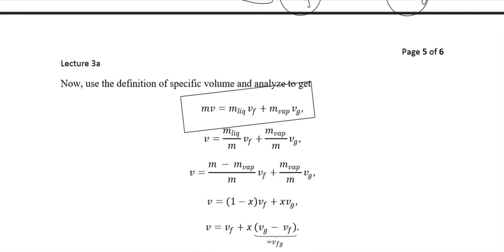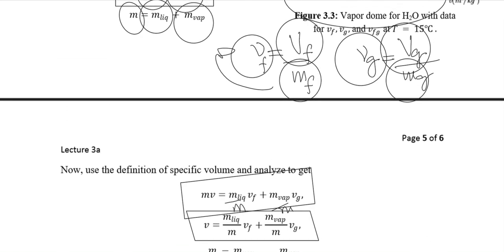So rewriting it and dividing it with the mass somewhere here. So the equation would be something like this. V is equal to mass of the liquid divided by m, times Vf, plus mass of the vapor divided by m, times Vg.